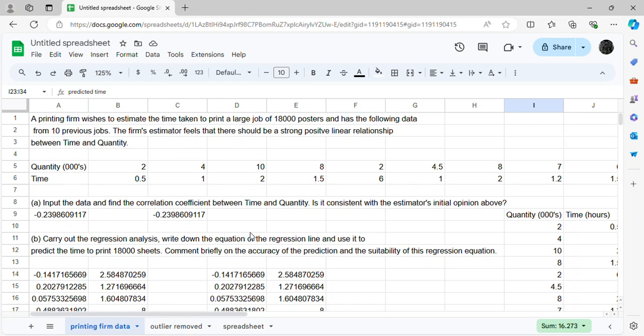In this lab, we look at the printing firm data collected. A printing firm wishes to estimate the time taken to print a large job of 18,000 posters and has the following data from 10 previous jobs. The firm's estimator feels that there should be a strong positive linear relationship between time and quantity. So these are the data collected: quantity in thousands and time in hours.